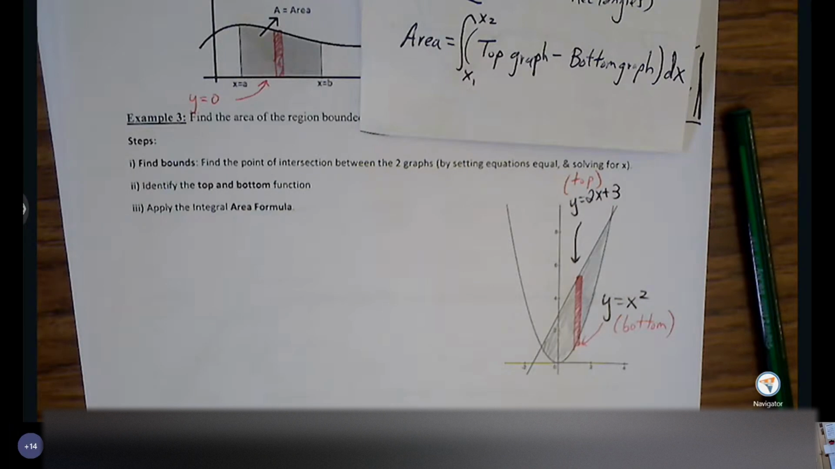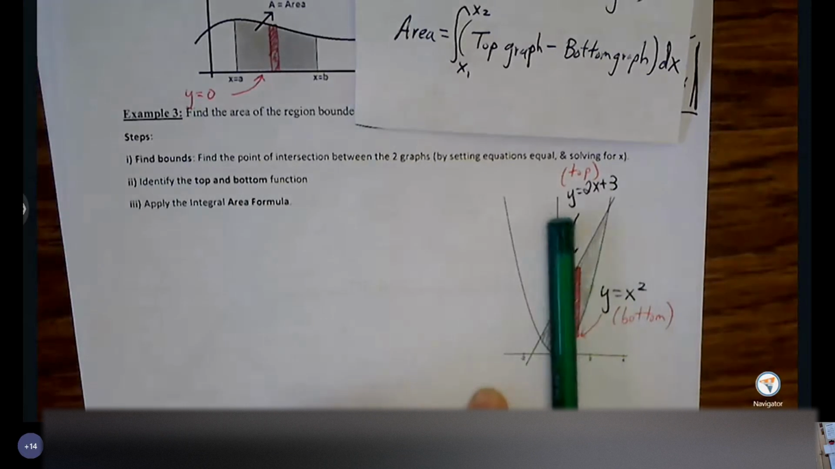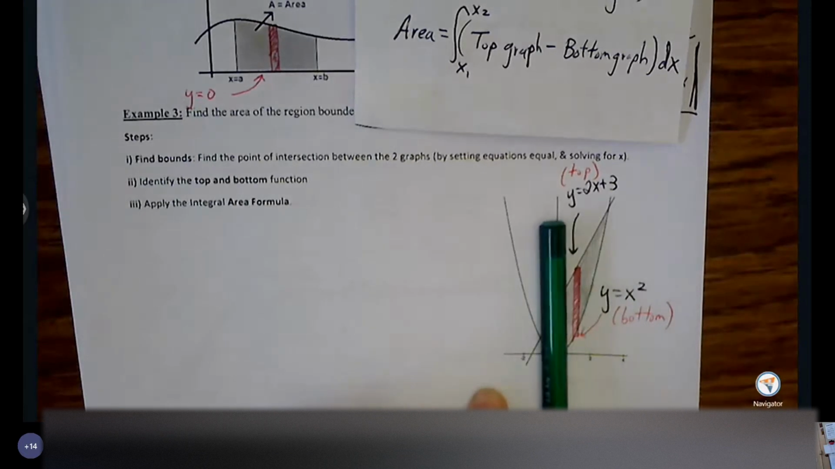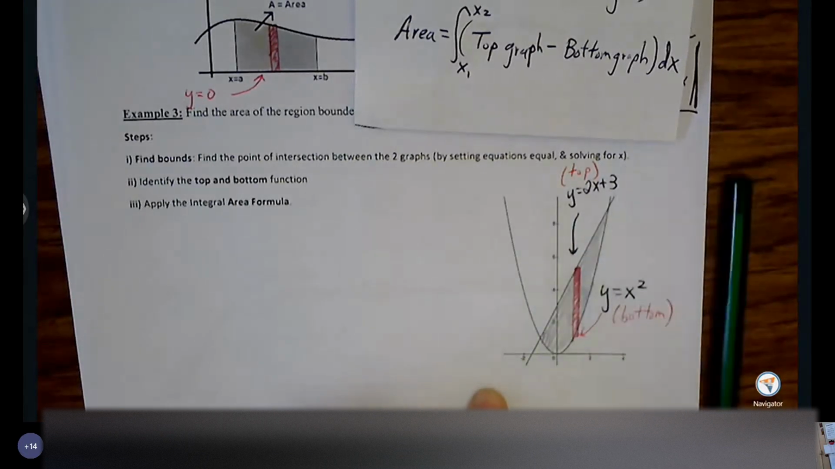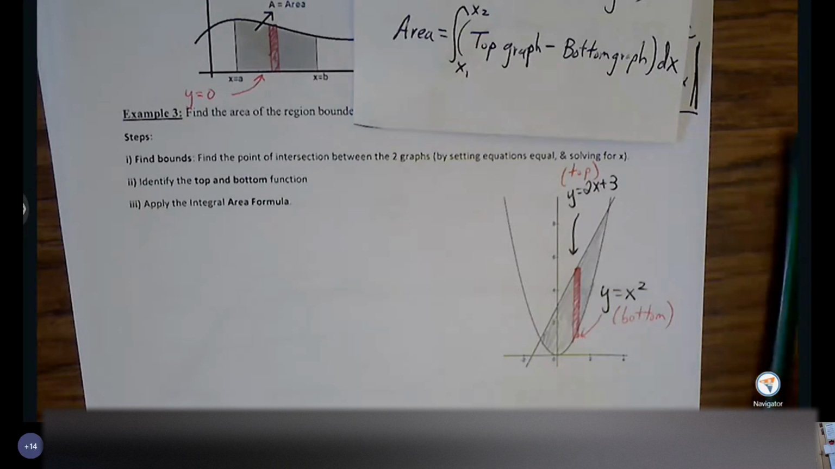When we set them equal to each other, we can find those intersecting points. When we find those intersecting points, they will identify for us the bounds that we want. So imagine we're basically stacking vertical rectangles from this end all the way to the other end, right? They're obviously all different heights, infinitely thin, but we're just stacking from one end to the other. We need to identify where those endpoints are.